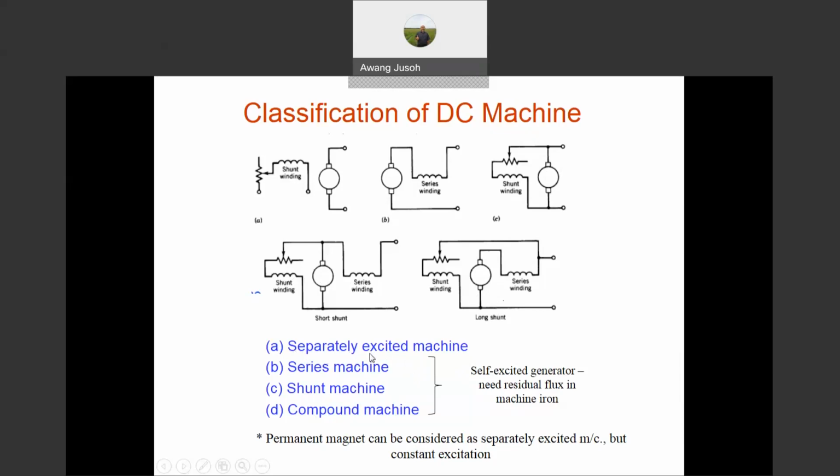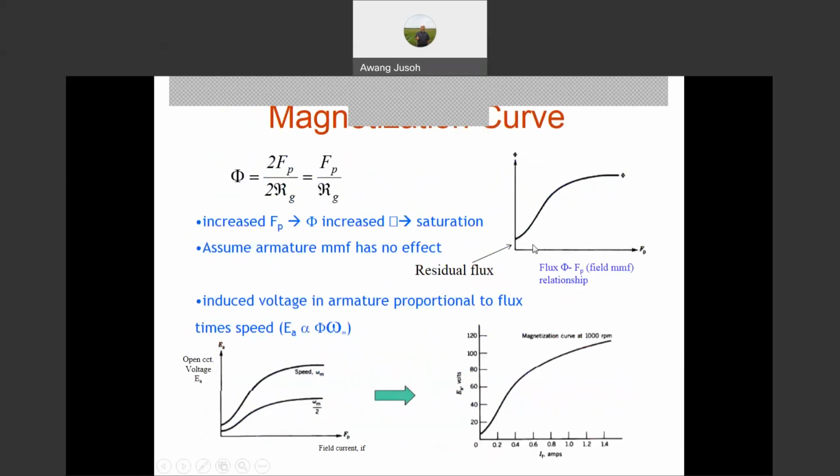The machine does not need the initial residual flux. If the machine has no residual flux, doesn't matter, it still can work. What is the initial flux? This one here. I mean, at IF0, the machine is already magnetized. It has some flux there. For the separately excited machine, it does not need this. It doesn't have this one. It's okay.